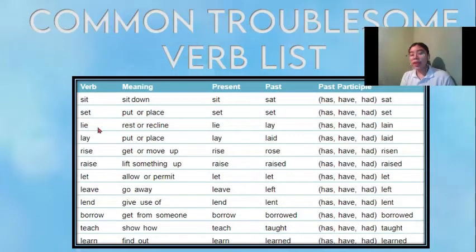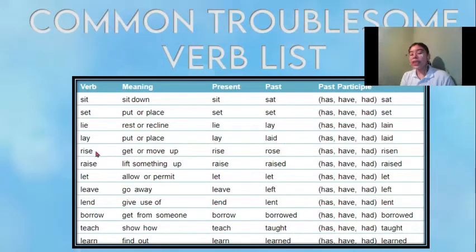Then we have the verb lie, which is to rest or recline. The present is lie, the past is lay, and the past participle is lay. Then we have the verb lay, which is to put or place. The present is lay, the past is laid, and the past participle is laid.